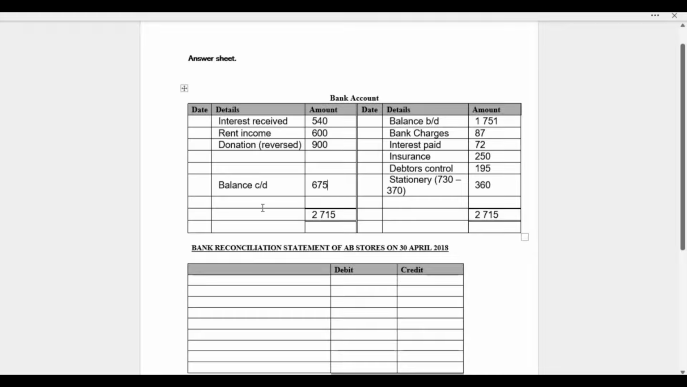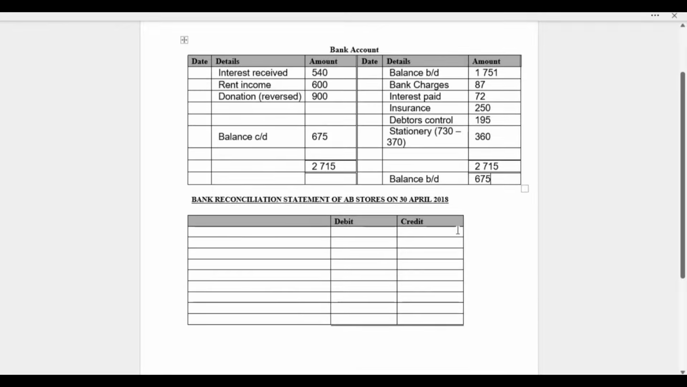Therefore, this 675 we indicate below all balances on the credit side as the opening balance of the next period, because every closing balance is the opening of the next period. Balance brought down of 675. You see, very easy like that. Then this is our bank account. Now, let's go and prepare our bank reconciliation statement.